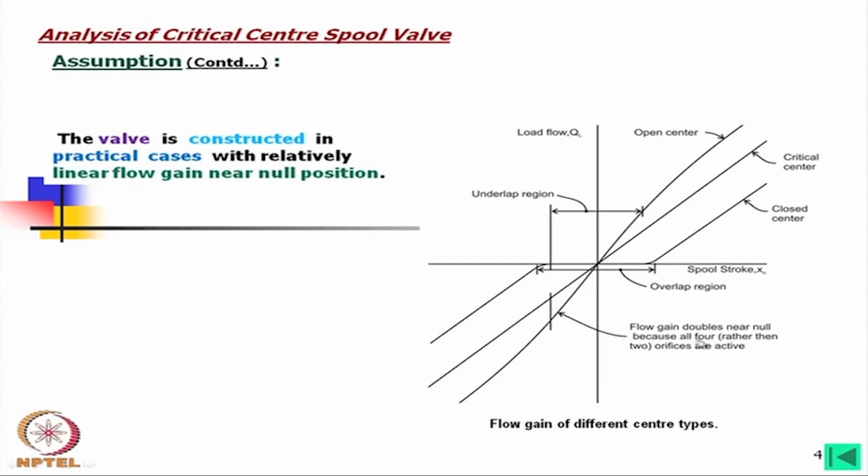Flow gain doubles near null because all 4 rather than 2 orifices are active. We should try to understand and visualize why this sentence is written. So, this flow gain doubles near the null because all 4 orifices are open. But today's study will be on the critical center valve, for which we expect the curve would look like this.